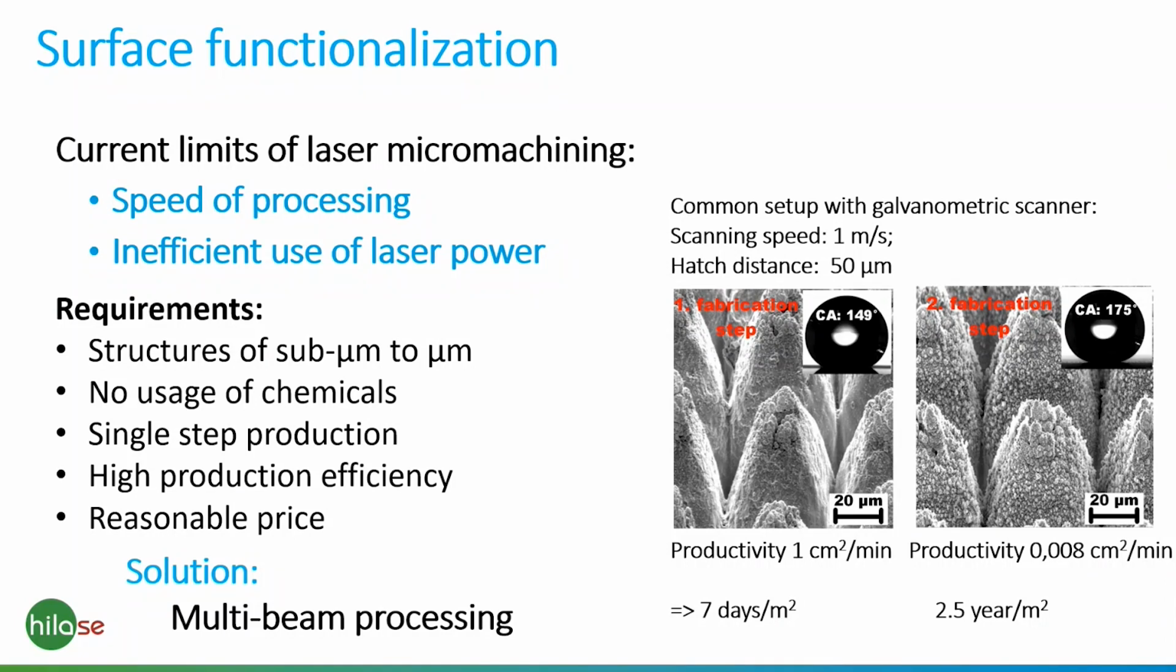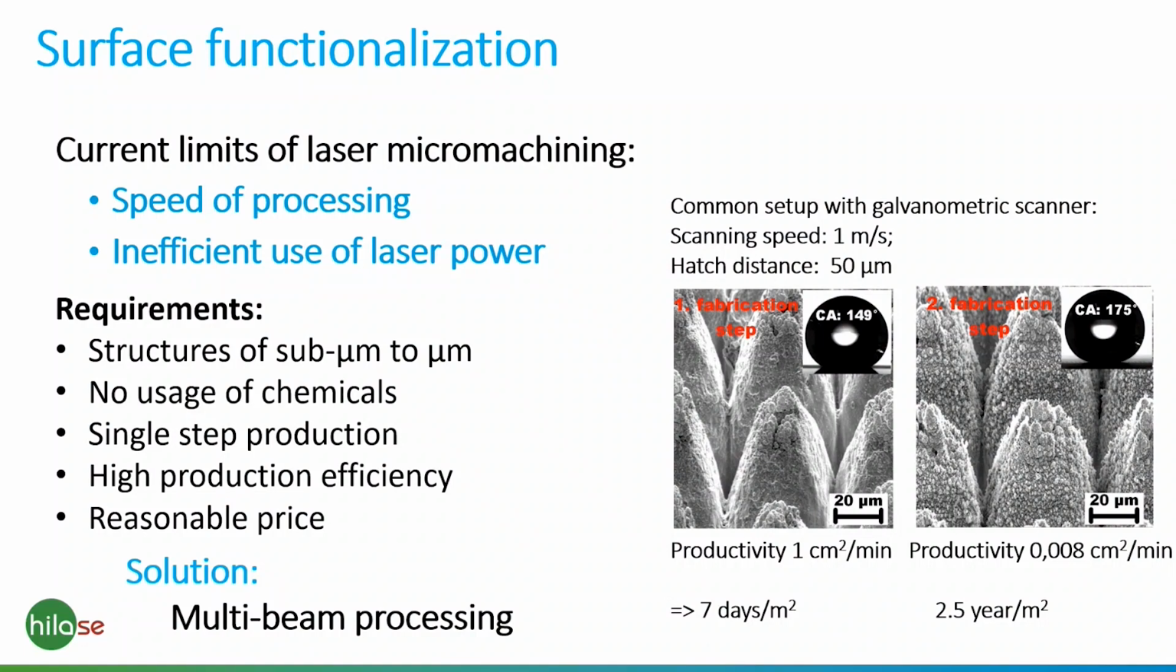If we think of a common micromachining setup, which can move the beam with a speed of 1 meter per second, and we want to create such micropillars for a superhydrophobic surface, then we will end up with something around 7 days per 1 square meter. It is already quite a long time, but if we would like to enhance this superhydrophobic effect by a second layer of nanostructures, then we will end up with 2.5 years per 1 square meter, and it is already unthinkable for any surfaces larger than a few millimeters.